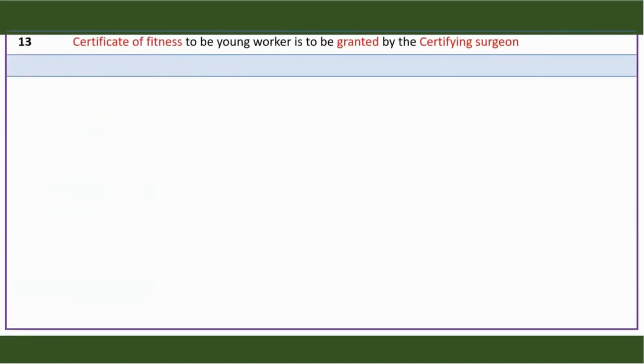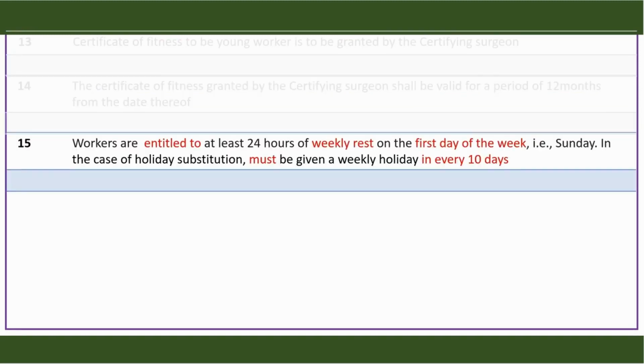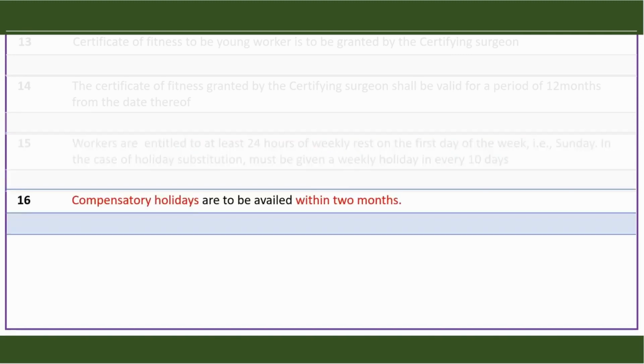The certificate of fitness is given by a certifying surgeon who is meant to issue the same. It is valid for 12 months and at the end of 12 months it has to be renewed. Every worker has to get a full day rest, weekly rest of 24 hours, and preferably it should be the first day of the week, that is Sunday. If they do not get it on Sunday, they have to get it within the next 3 days, Monday, Tuesday, Wednesday. And if the weekly off or compensatory holidays are kept pending, they have to be availed within 2 months from the date it accrues.